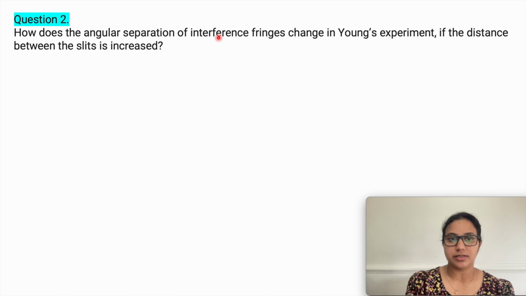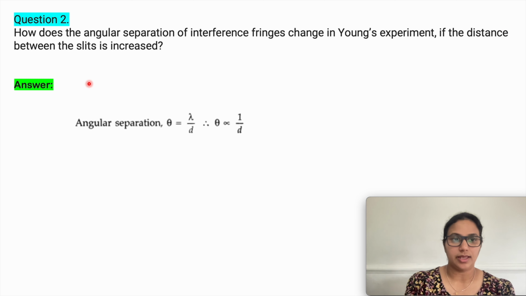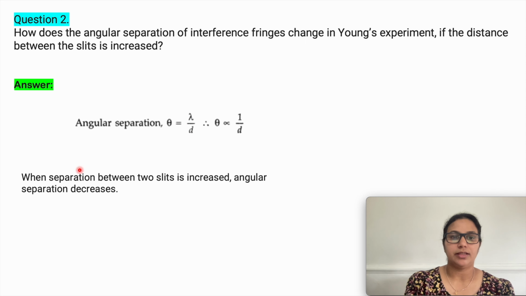Question number 2. How does the angular separation of interference fringes change in Young's experiment if the distance between the slits is increased? The answer is, angular separation theta is equal to lambda by d, so theta is inversely proportional to d. Therefore, when the separation between the two slits is increased, the angular separation decreases because they are inversely related.